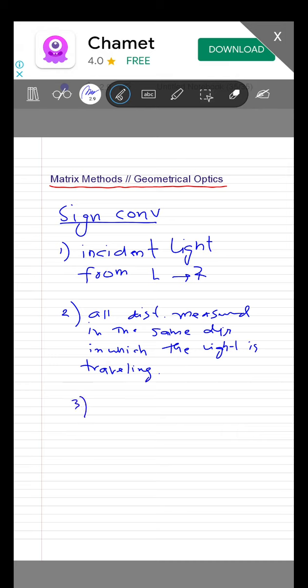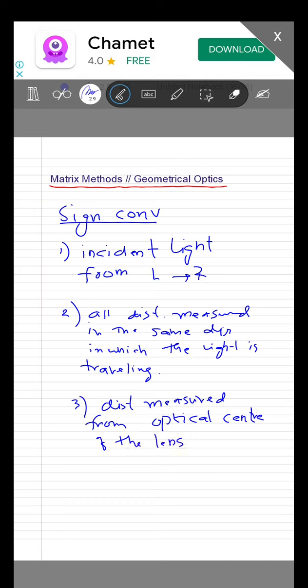The third convention is that all distances are measured from the optical center of the lens or from the pole of the refracting or reflecting surface.